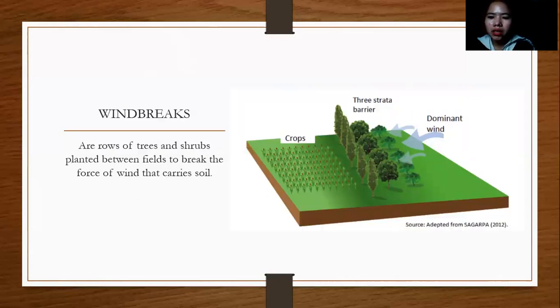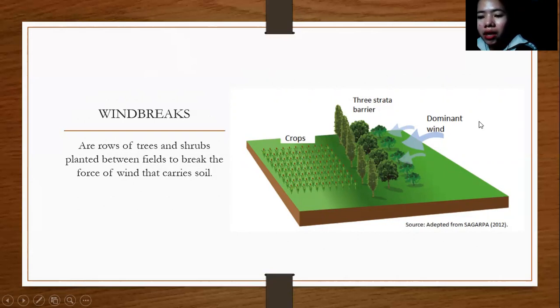So windbreaks. So barrier, three-strata barrier against the dominant wind. So as you can see in the picture, rows of trees and shrubs are planted between the fields to break the force of wind that carries soil. So as we all know, wind is one of the agents of erosion. So this is one way in order to help the soil retain its nutrients. So for example, the crops, ayan the crops, and this is the barrier. This barrier helps to keep the soil nutrients intact.